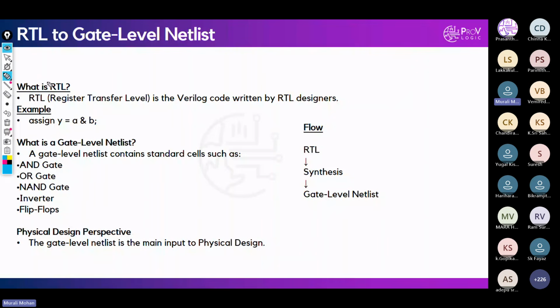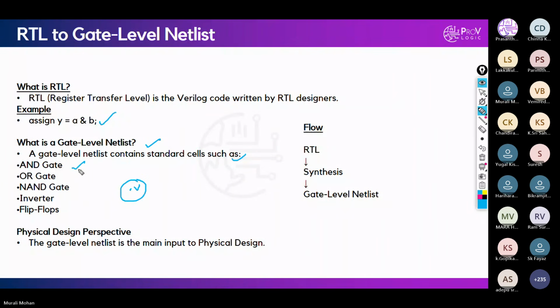Okay. Next, what is this gate level netlist? What is the output we are going to get? A gate level netlist contains the standard cells. What information is inside the gate level netlist file, like the .v file? It is only the standard cell information, either sequential or combinational or any logic gates. It consists of only the standard cell information.